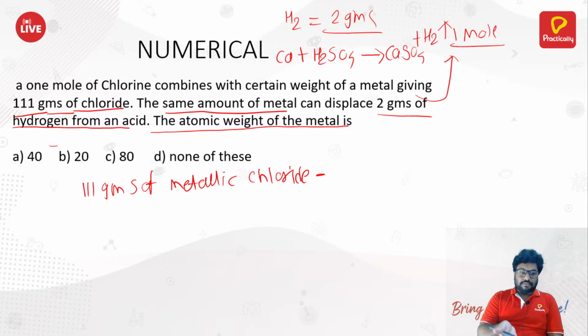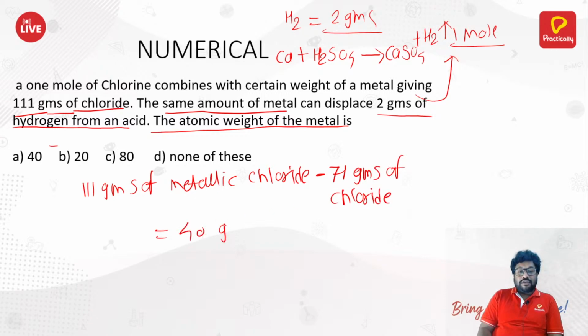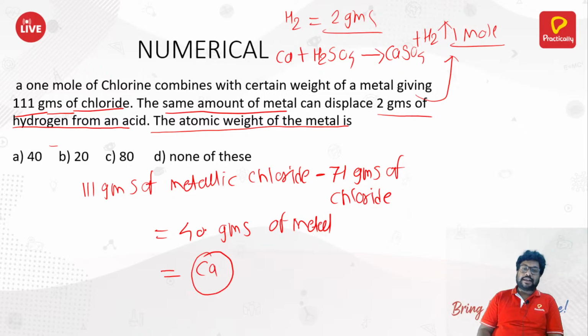Let's take the 111 grams of metallic chloride which they have already given. Subtracting from that 71 grams of chlorine, right? 2 chlorine. So we are left with what? We are left with 40 grams of metal. And 40 grams of metal is close to calcium's atomic mass. And we know that calcium can displace 1 mole of hydrogen to give you calcium sulfate. And that is why the atomic mass of the given metal is 40 and it is calcium.